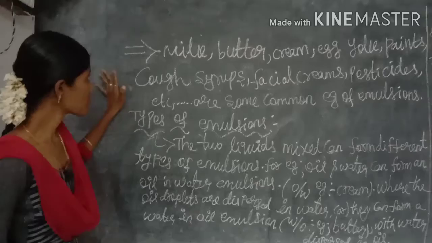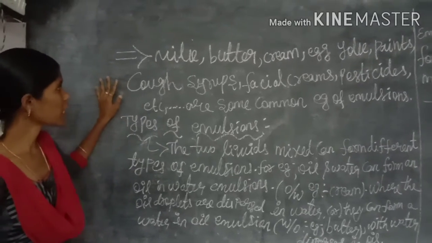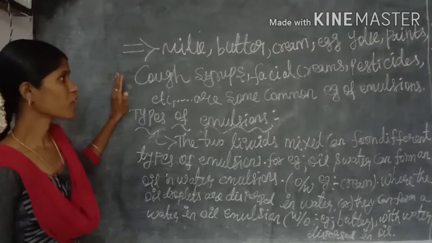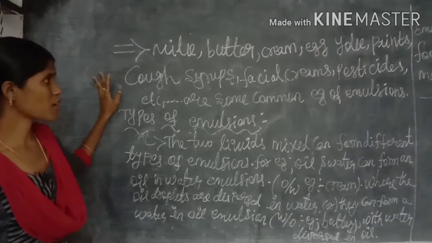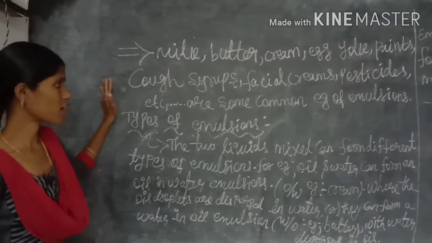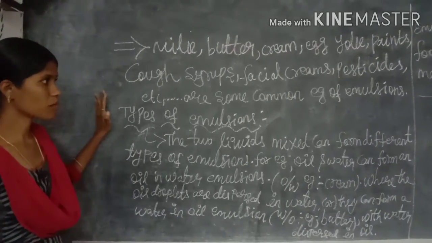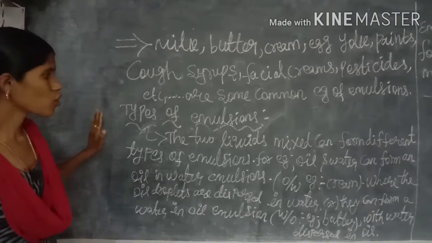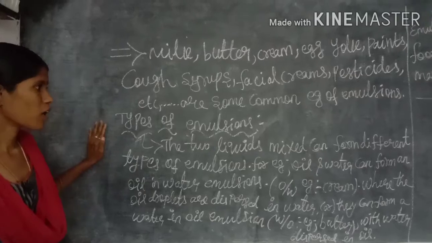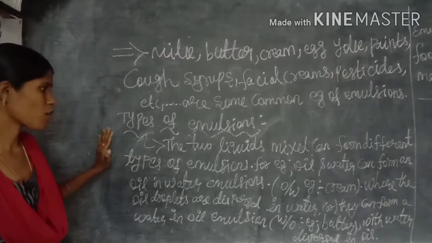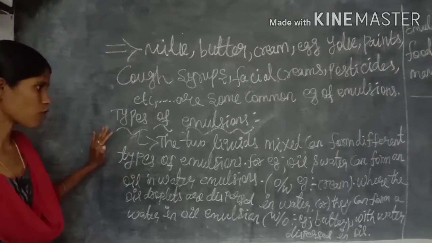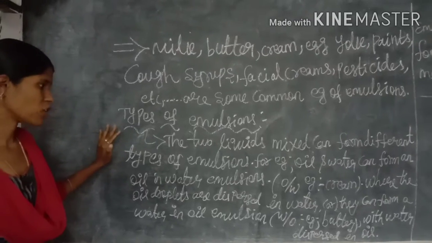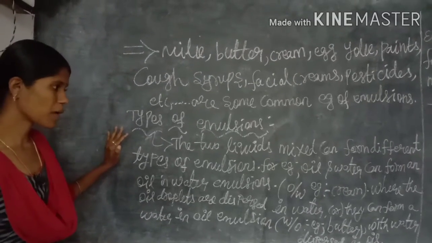The next one is examples of emulsion. Milk, butter, cream, egg yolk, paints, cough syrups, facial creams and pesticides are some different examples of emulsion. Next is the types of emulsion. Two liquids can form different types of emulsions. For example, oil and water can form an oil in water emulsion, for example cream.